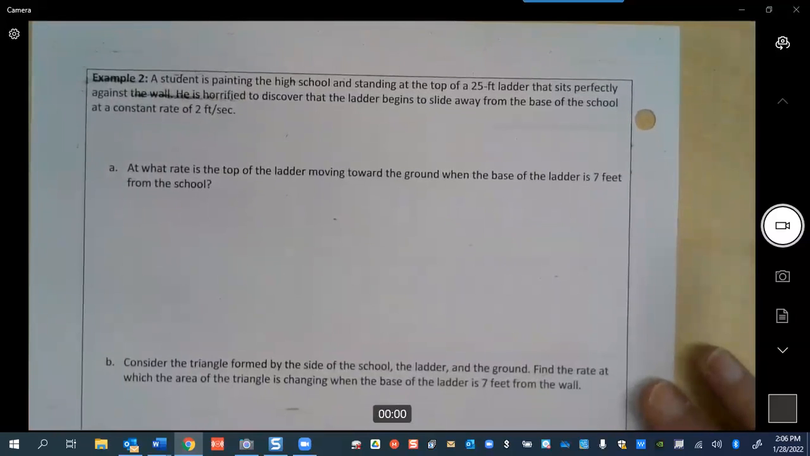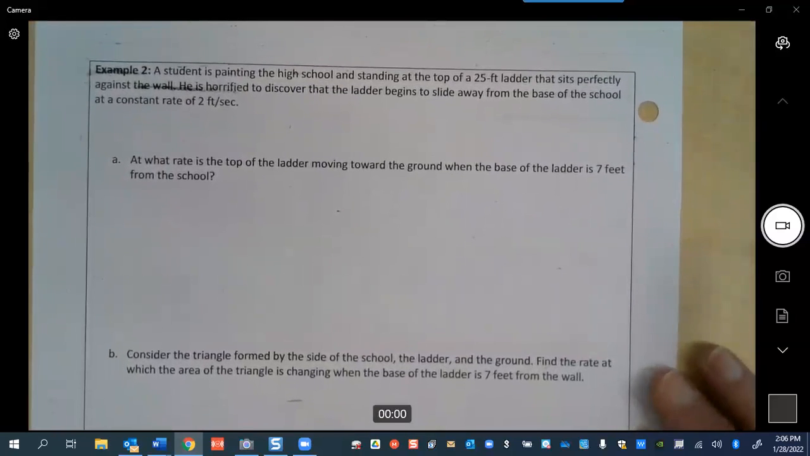Example 2. The student is painting the high school and standing at the top of a 25-foot ladder that sits perfectly against the wall. He's horrified to discover that the ladder begins to slide away from the base of the school at a constant rate of 2 feet per second. Okay, so, oh my gosh, this is like a horror movie.